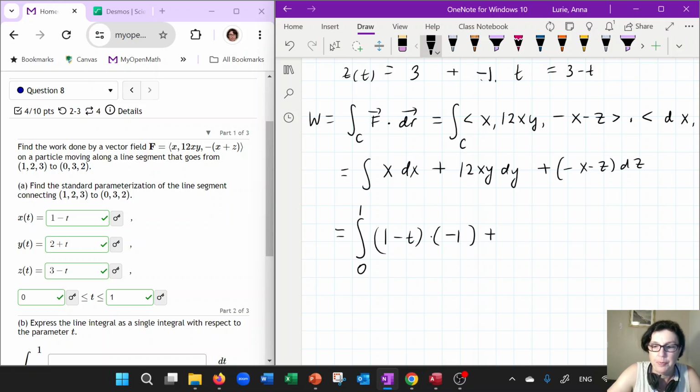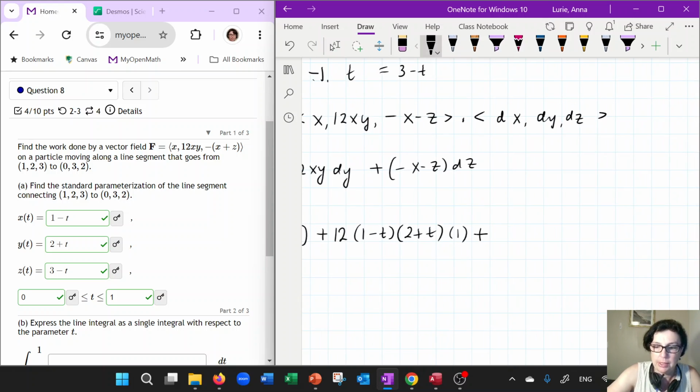Okay, plus. Then it'll be 12x, that's 1 minus t, y, that's 2 plus t, dy. Again, what's dy? Derivative of y. Lucky for us, that's just 1. So this is just going to be 1. Okay, so then plus, we got minus x, so this will be minus 1 plus t, minus z. That would be subtract z, so that would be subtract 3, but add t, right? Because we are subtracting. Okay, and then the whole thing is going to be dt.